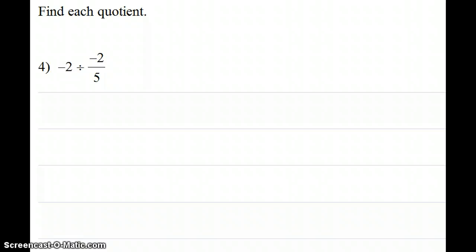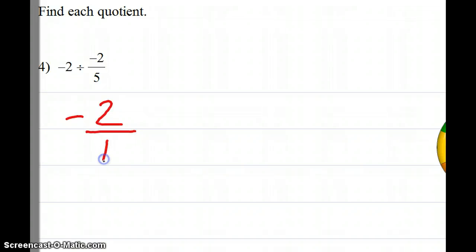Number 4, we copy our first fraction. And again, I don't know if you see a 1 in the denominator, but you should. We'll change the division to multiplication, and we flip the second fraction. Now in this case, there is a factor that's on the top and the bottom, and 2 goes into 2 once, and 2 goes into this 2 once.